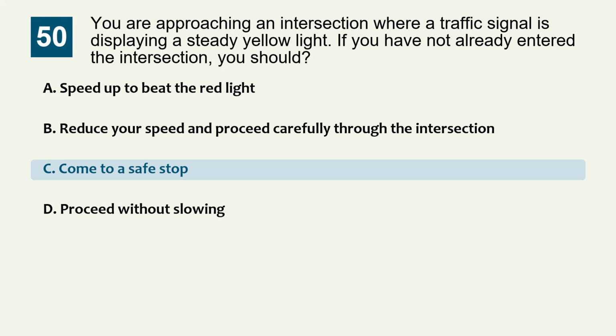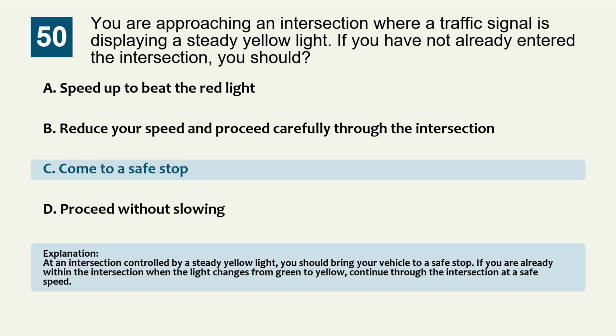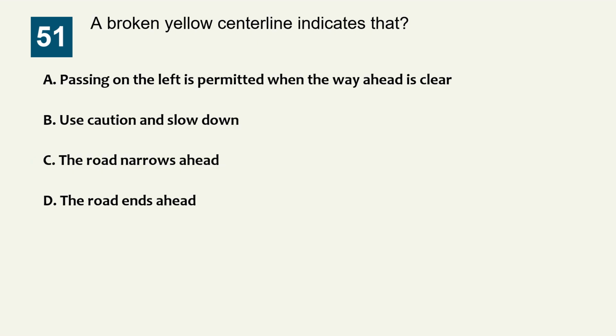The correct answer is option C. Come to a safe stop. At an intersection controlled by a steady yellow light, you should bring your vehicle to a safe stop. If you are already within the intersection when the light changes from green to yellow, continue through the intersection at a safe speed.